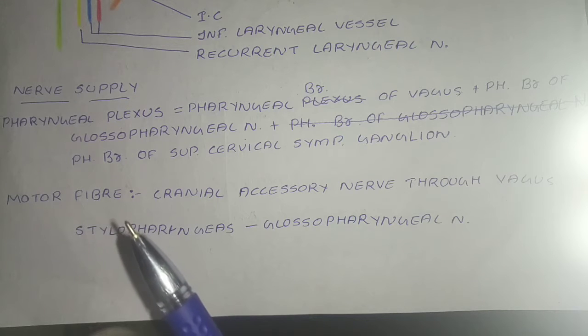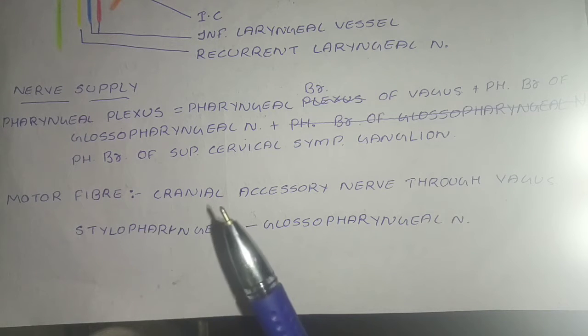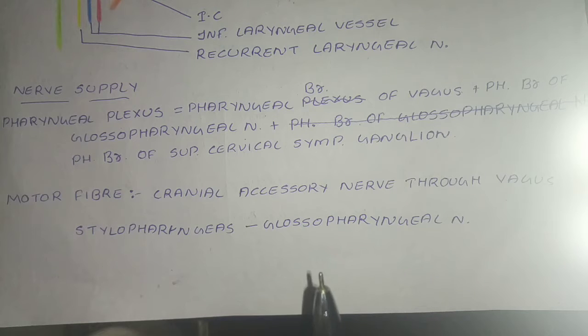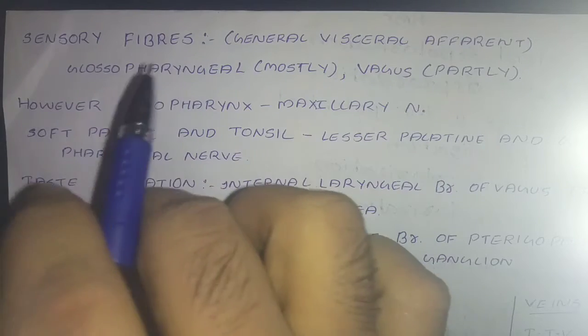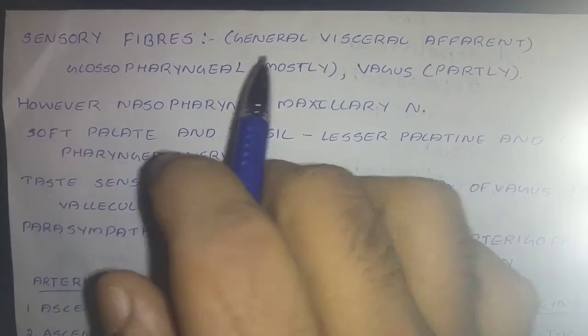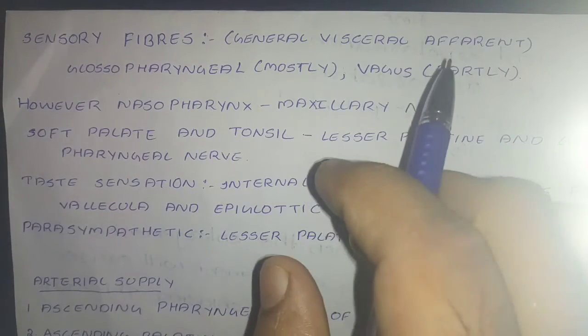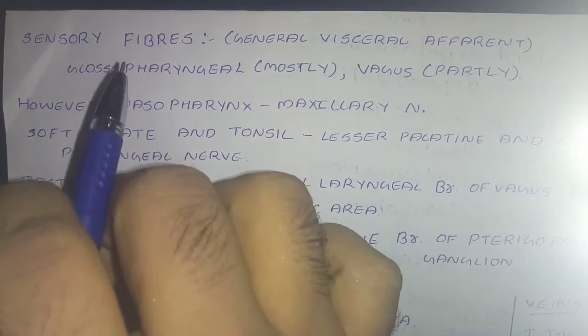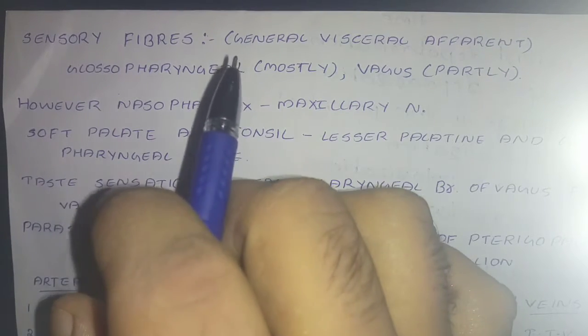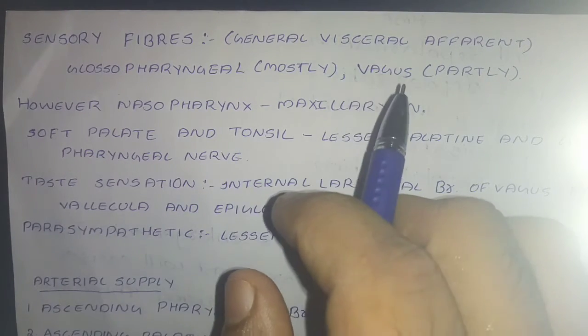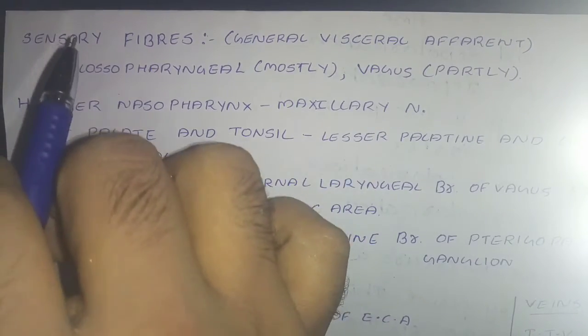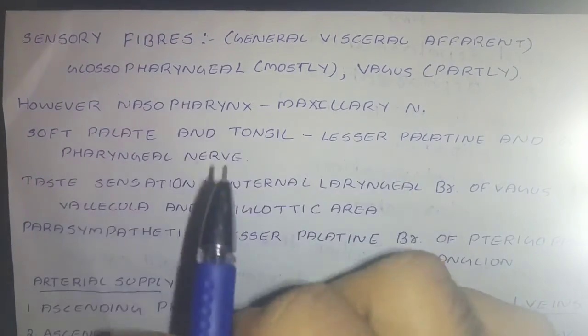The motor innervation is done by the cranial accessory nerve through the branch of vagus to all the muscles of the pharynx except stylopharyngeus. So the stylopharyngeus is supplied by the glossopharyngeal nerve. Now for the sensory fiber, or general visceral afferent. This afferent nerve from the pharynx is through the glossopharyngeal nerve mostly, and sometimes partly by the vagus nerve. That's how the sensory fibers are moving from the pharynx.